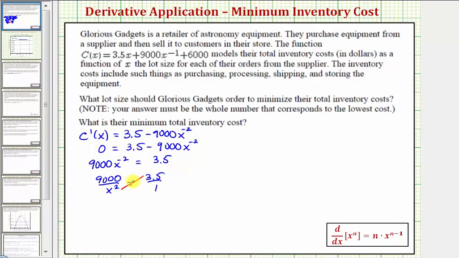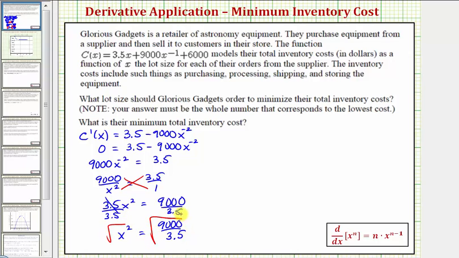3.5 times x squared must equal 9,000 times 1. So 3.5 x squared equals 9,000. Now we'll isolate x squared by dividing both sides by 3.5. Simplifying, we have x squared is equal to 9,000 divided by 3.5. And now we'll take the square root of both sides of the equation to solve for x.